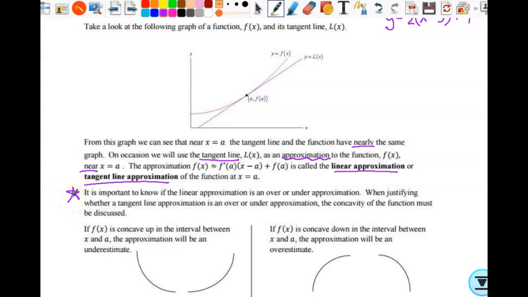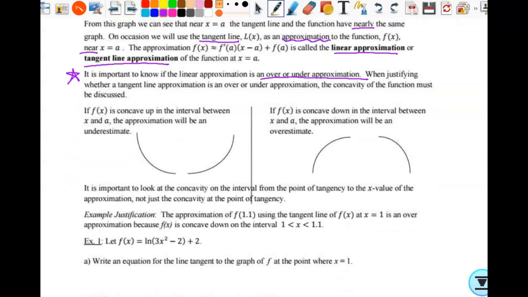It's important to know if the linear approximation is an over or under approximation. There's going to be a couple of ways that we know that. We're going to talk about one of them now, and then we'll talk about another one after we get into the next section and learn a few other things.